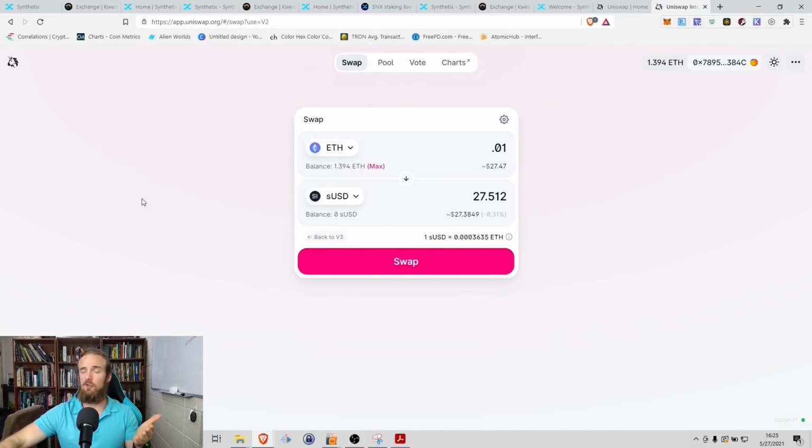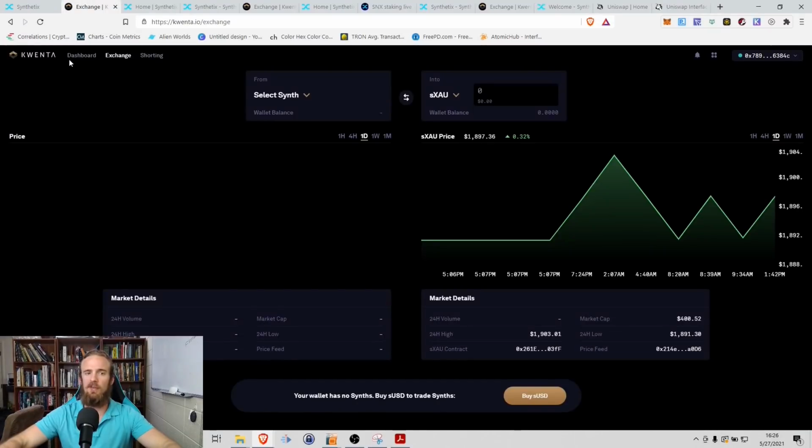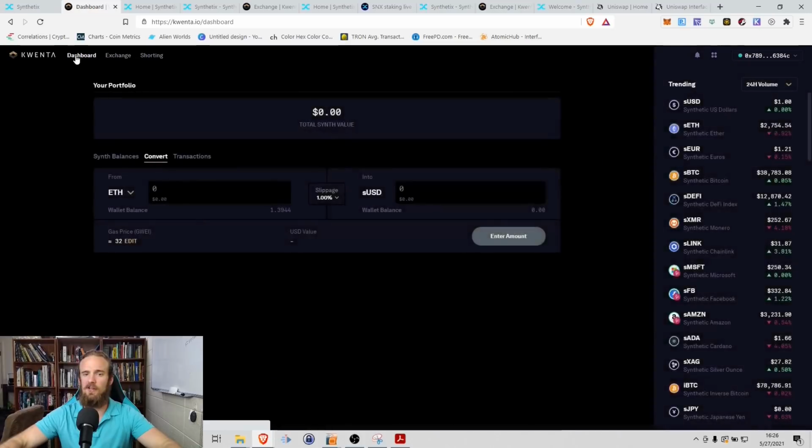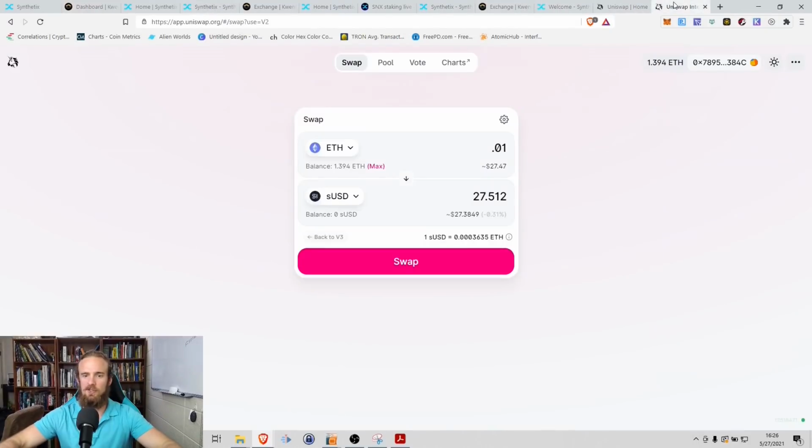Obviously, I can trade on Uniswap. Now, one thing I will point out, I tried to trade on version 3 Uniswap. It was not active, so I did have to drop back down to version 2 of Uniswap. For 0.01 ETH, I can get about 27.5 SUSD, versus if I go on their official website, what I have to do, I have to go to their dashboard and convert from 0.01 ETH to SUSD, and here it's giving me about 27.61. Let me just check back Uniswap, 27.51.